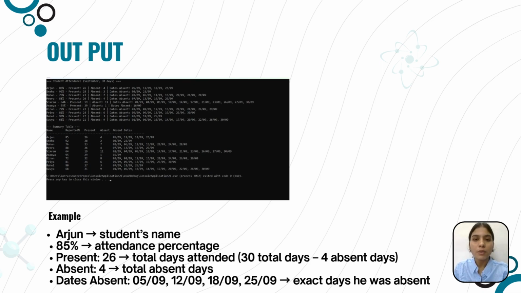Now, this is the program output. It first prints a summary for each student: the student's name, their attendance percentage, number of days present, number of days absent, and the exact absent dates. After that, it prints a clean summary table with the same information in neat columns for all students. For example, for Arjun: name Arjun, attendance 85%, present 26 days, absent 4 days, absent dates 05/09, 12/09, 18/09, 25/09. This format helps teachers quickly see each student's attendance at a glance.